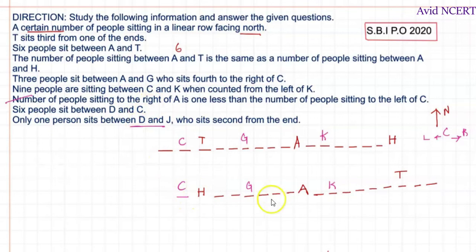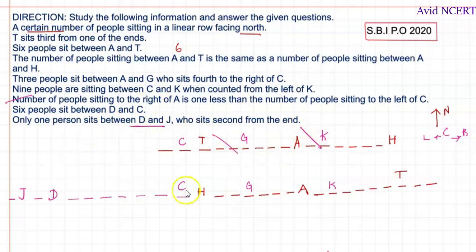So we can either place D this side, but we cannot place J here. Again, maybe we can try this side, which is 6 people sitting: 1, 2, 3, 4, 5, 6. And D can be placed here. Now there is one person sitting between D and J, which can be this person, and J is sitting second from the end. So when we place a seat here, J is sitting second from this end. So this is a possible case, which means the other case is not possible.